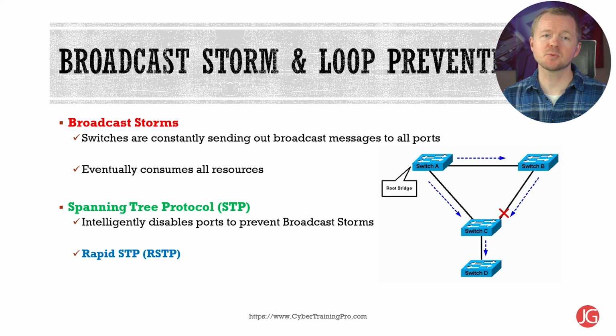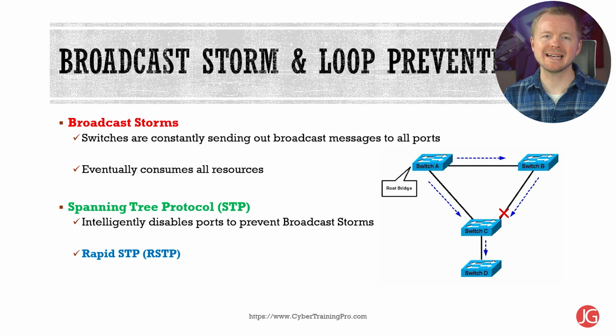One of the potential problems with a switch is something called a broadcast storm. Broadcast storms, which are also called switching loops, are where we have multiple switches connected to each other and they're constantly sending out broadcast messages through all their ports. This eventually leads to using all the processing power in the switch and effectively disabling it.